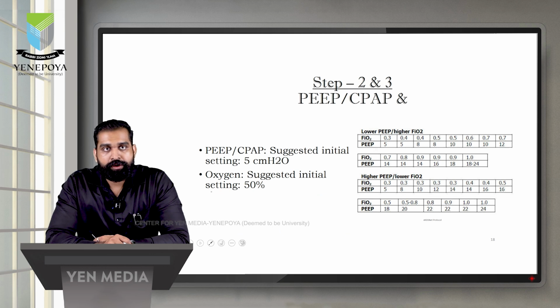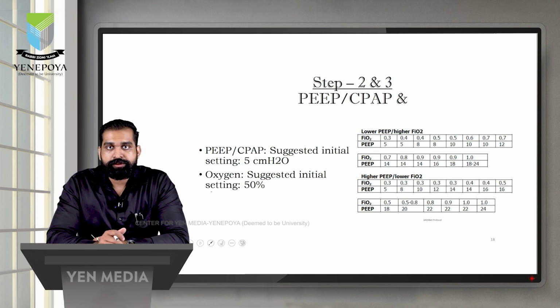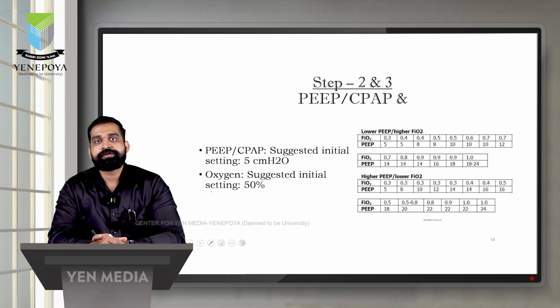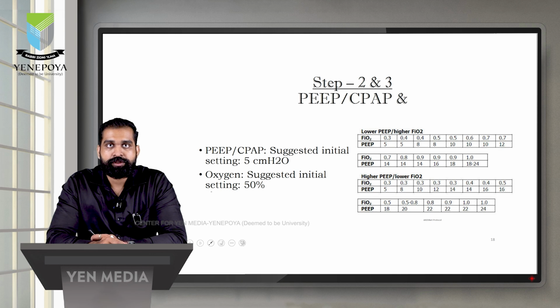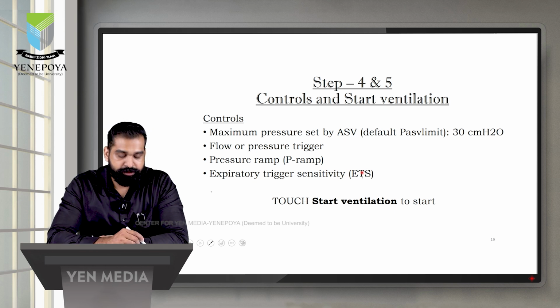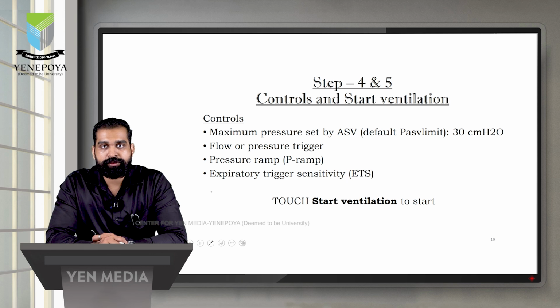Now, for your PEEP and oxygenation control, you can start at a suggested value. You can also use the ARDSNet protocol, or the Hamilton ventilator provides you with the PV tool, which can also be used to set the PEEP and FiO2, or basically the oxygenation controls. Once you have adjusted all of these, set the maximum pressure, selected the flow or pressure trigger, selected a suitable ramp for the patient, and adjusted the expiratory trigger sensitivity to match the patient's respiratory mechanics, you can click start ventilation and the ventilator will start providing the patient with breaths.